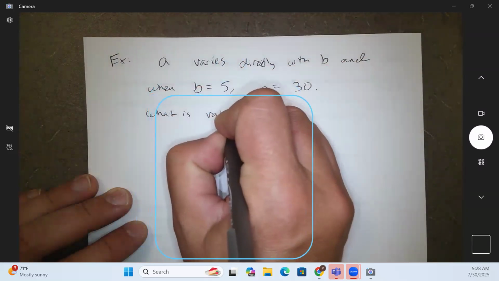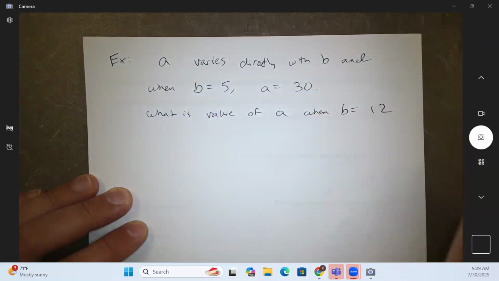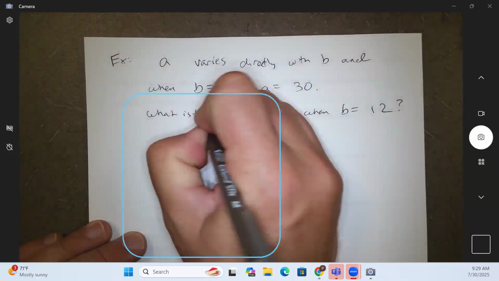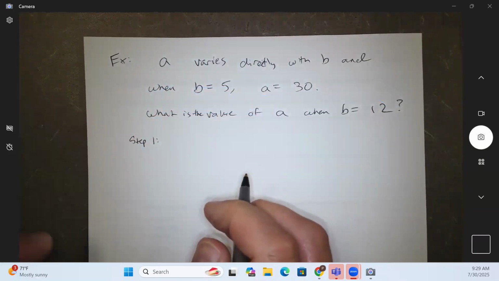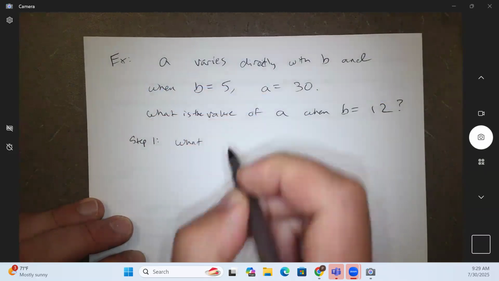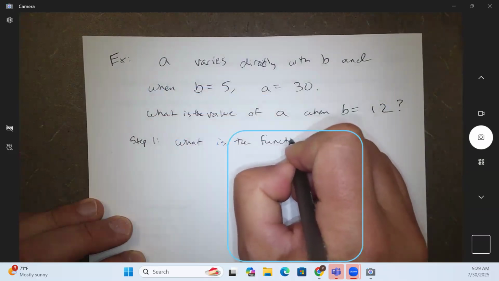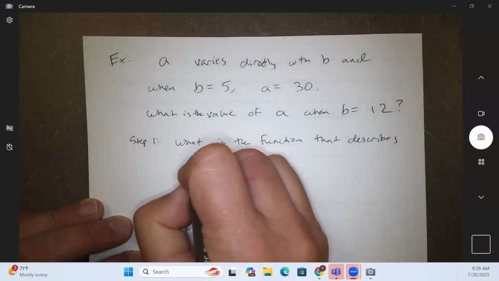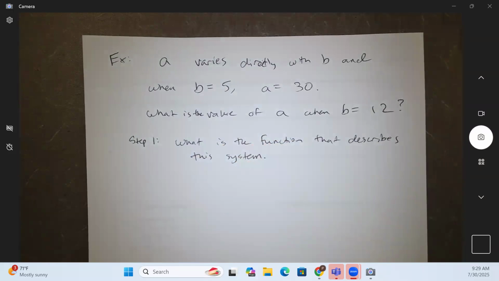What is the value of A when B equals 12? Let's talk through the steps. Step 1, always the first step, is what is the function that describes this system? And actually, that was one place on the midterm that caused some challenges.